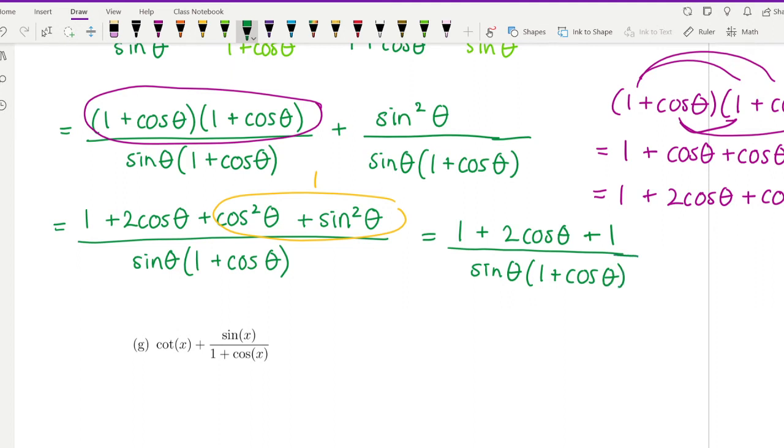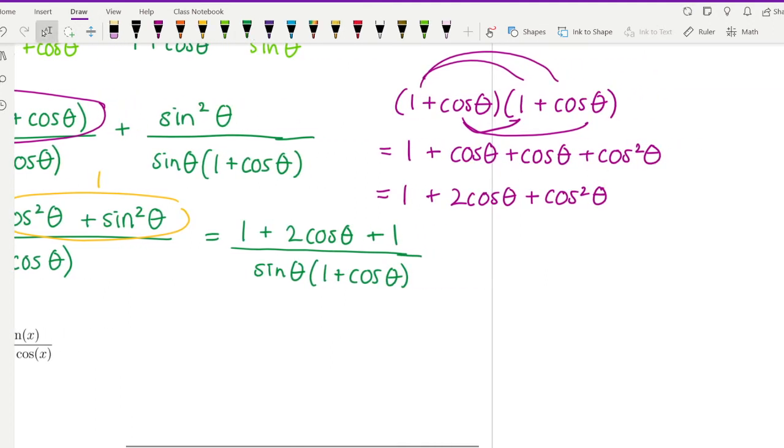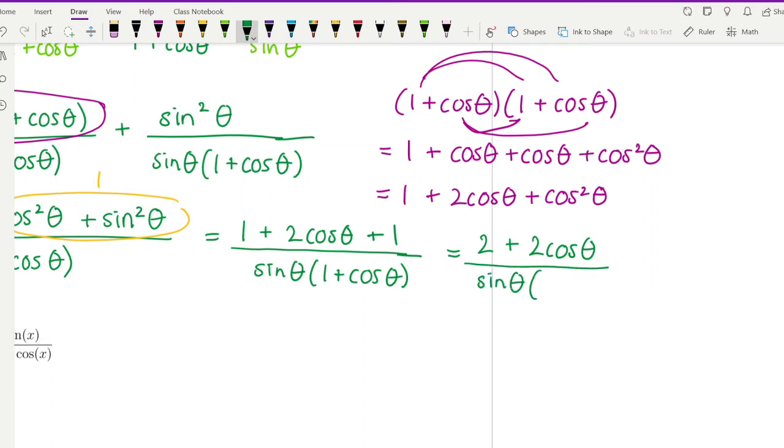And we're almost done. I know this still looks a little complicated, but we're really almost there. So now we have 1 plus 1. Well, that can be combined into 2. So we have 2 plus 2 cosine of theta over sine of theta times 1 plus cosine of theta.